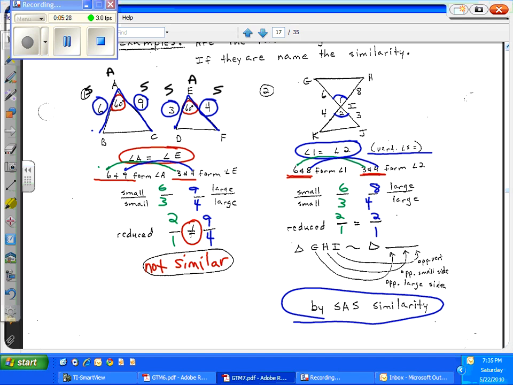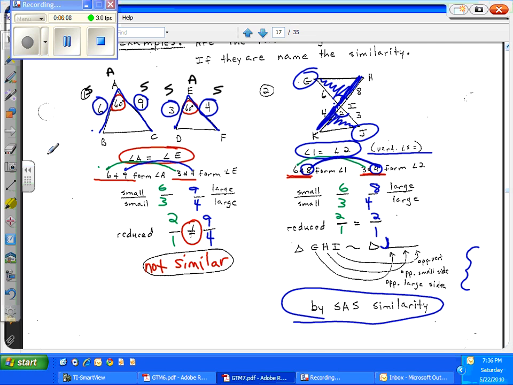Now we need to get the parts that go together. Now notice this script down here. This is important. Opposite what? Look at G. G was opposite the larger side 8. That larger side 8 went with that larger side 4. So we're going to come over here and look opposite the larger side 4, and we get angle J. G and J were opposite those larger sides we matched up. Therefore, G must go to J. Okay?